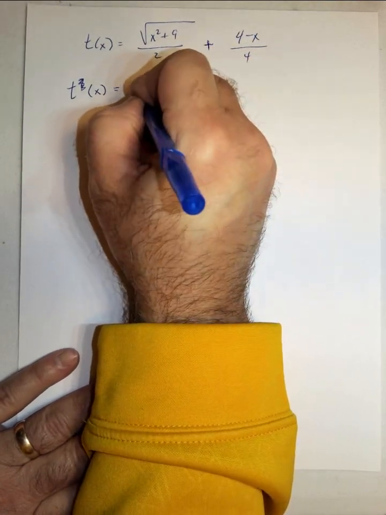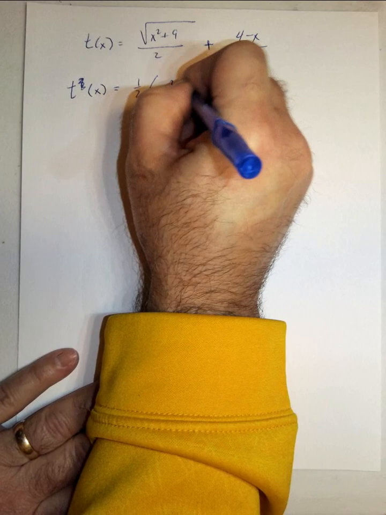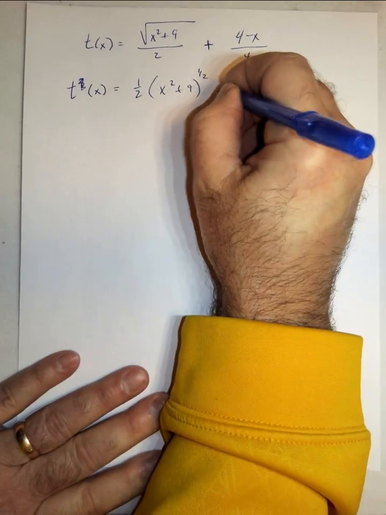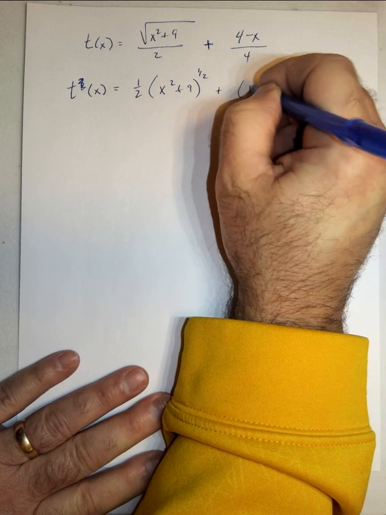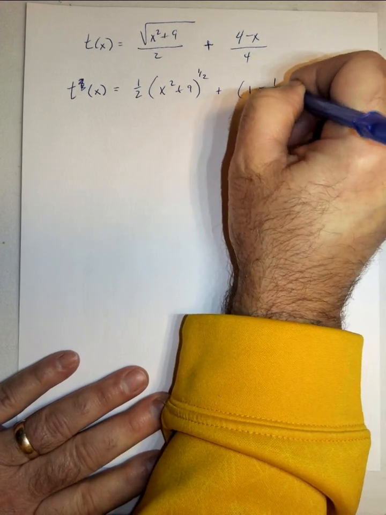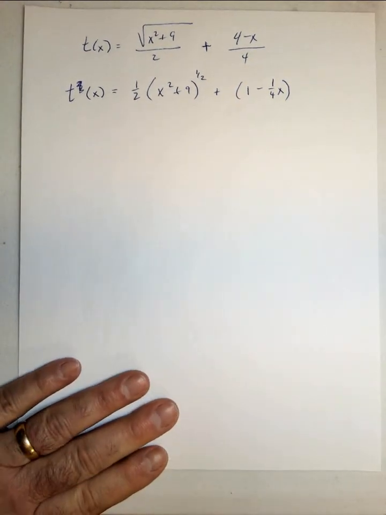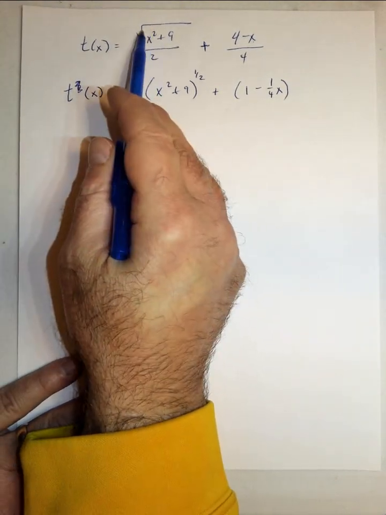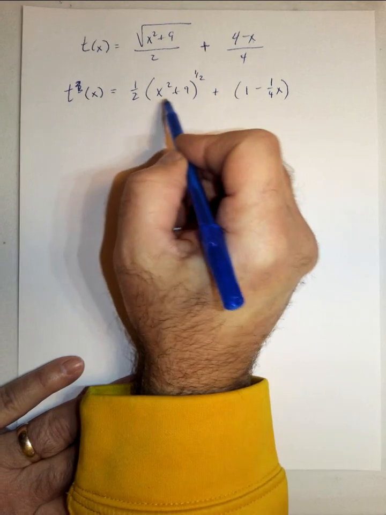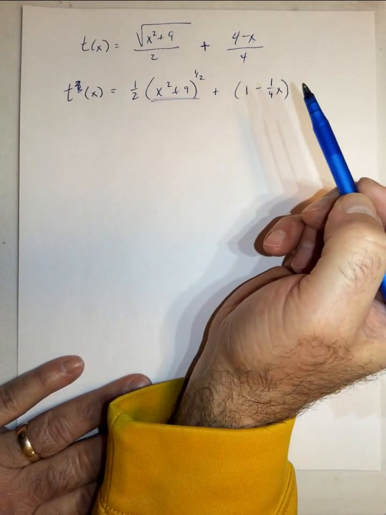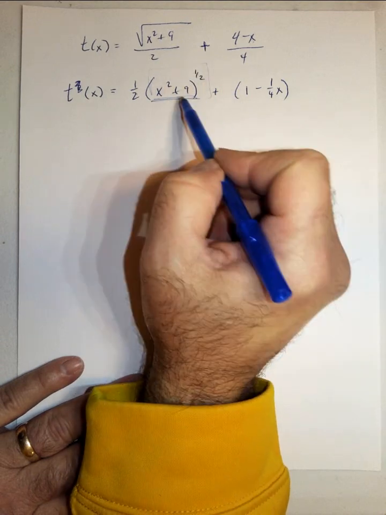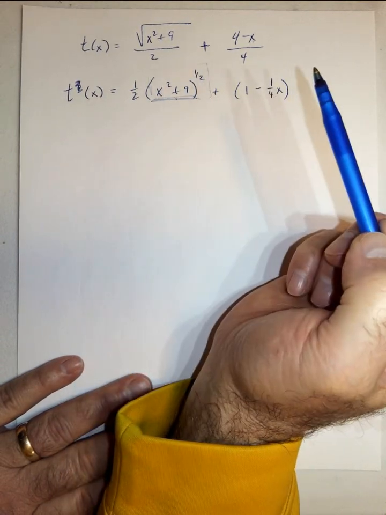So this becomes 1/2 (x squared plus 9) to the 1/2 power plus 1 minus 1/4 x. So I just divided the 4 into here. I wrote this 2 as a half, and then of course we need the power rule, so we're going to do this. So now, taking a look at this, we have x squared, so we got a function inside of a function, so this is going to require the use of our chain rule.